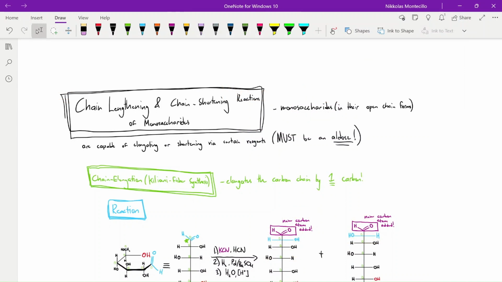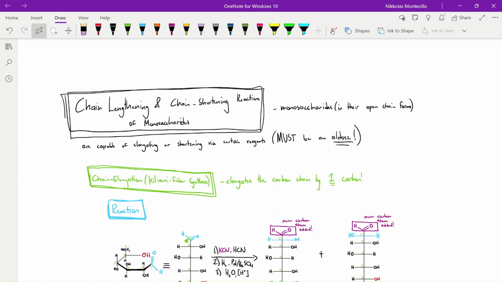So we move on to the last set of reactions of monosaccharides, which includes chain-lengthening and chain-shortening reactions of monosaccharides. Monosaccharides in their open chain form are capable of elongating or shortening via certain reagents. And for these reactions to occur, the monosaccharide must be an aldose. Okay?